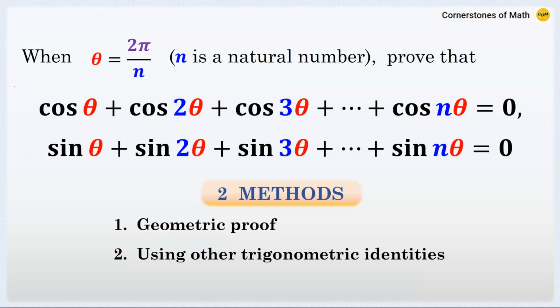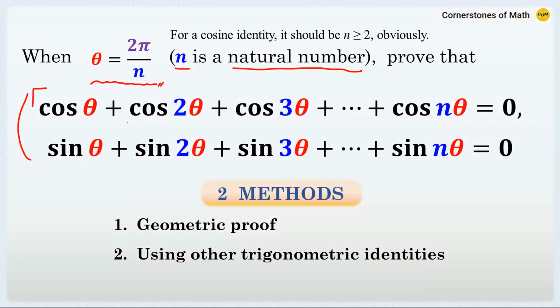Hello, welcome to Cornerstones of Math, and today I am going to prove what was teased in my last video, the generalized identities. So when theta equals 2 pi divided by n, where n is a natural number, prove that cosine theta plus cosine 2 theta plus cosine 3 theta plus all the way up to cosine n theta equals 0, and sine theta plus sine 2 theta plus sine 3 theta plus so on plus sine n theta equals 0. And I will prove this with two beautiful methods.